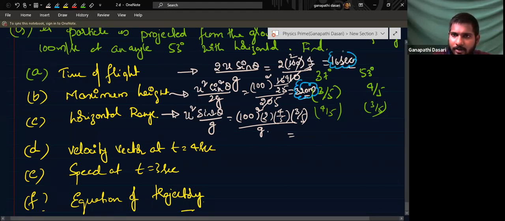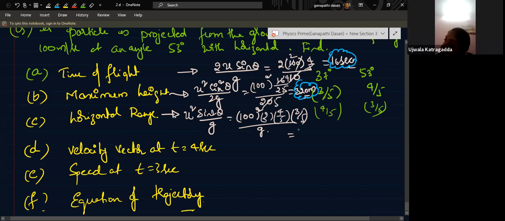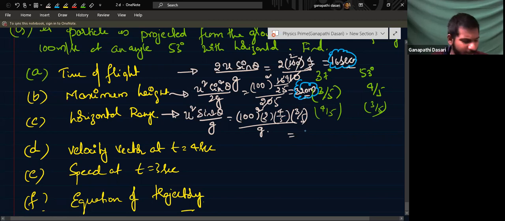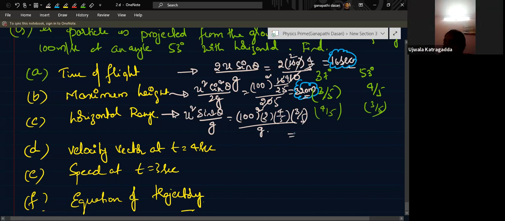16 by 5. No, it will be around 960 meters. You just check it out. Okay, sir, I'll check it.